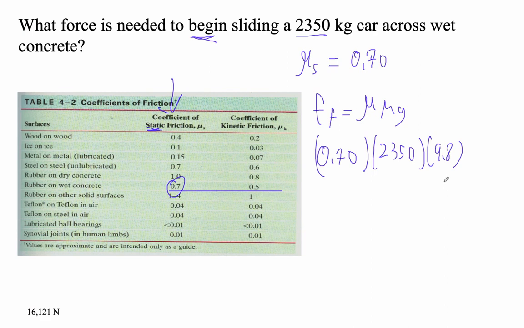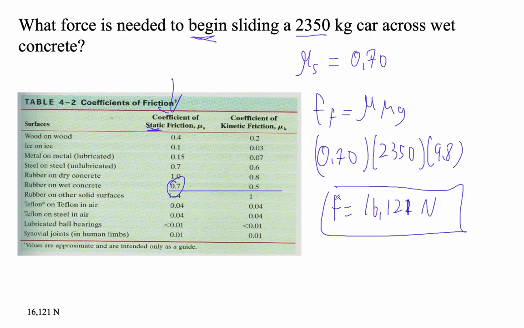9.8. Okay. I hope that's right. Yeah. See, 0.7 times 2350 times 9.8 is the force is 16,121. Whoops. I can't talk and write at the same time. Newtons. 16,121 is what that number is there. All right.